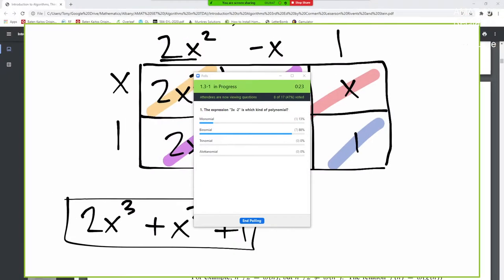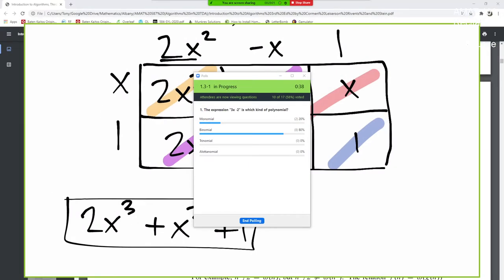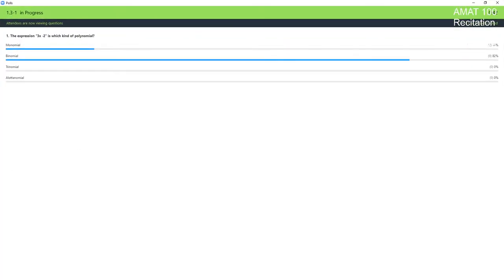I'll give you a minute here to think about this. It's not too much of a hard question, but this is where that participation element comes in. If you're here, this is not a problem at all. Not terribly hard.